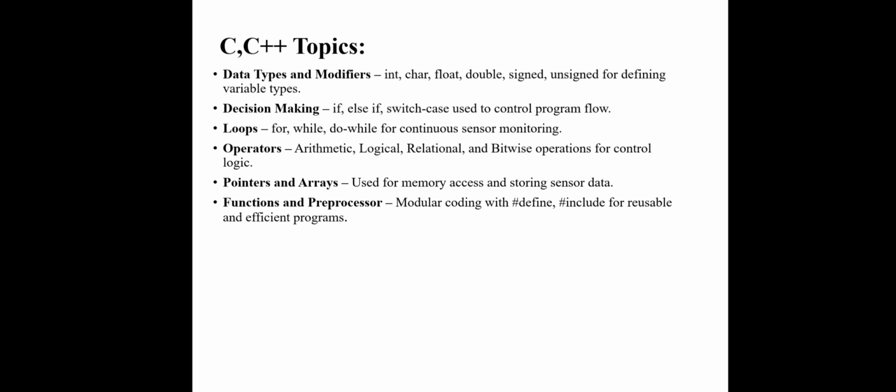Operators are used for arithmetic, logical, and bitwise operations, while functions help structure the code into smaller, reusable blocks for better readability. Pointers and arrays are used to manage memory efficiently, and preprocessor directives like #define and #include are used to include libraries and define constants. Through these C concepts, I was able to create a flexible, efficient, and responsive automation program.